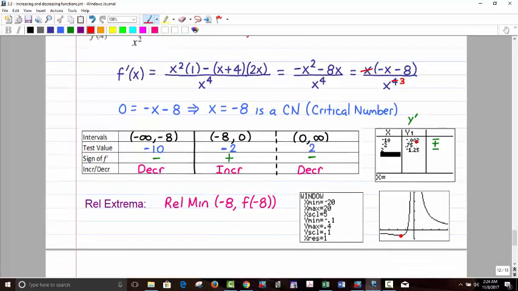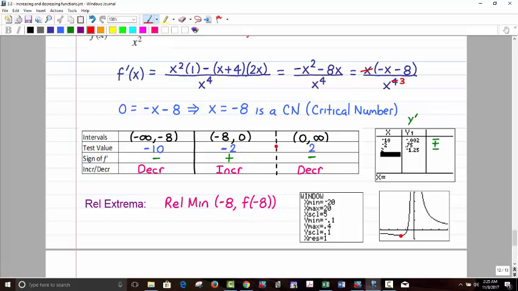And my test values, you see right here, I use negative 10, negative 2, positive 2, and I got negative, positive, negative. So I go decrease, increase, decrease. So decrease to increase at a critical number is a relative min, negative 8, f of negative 8.